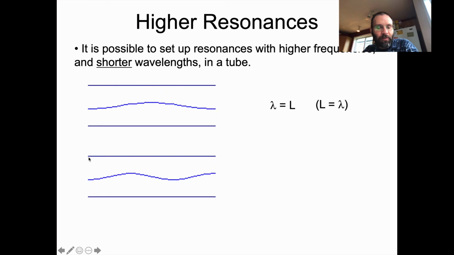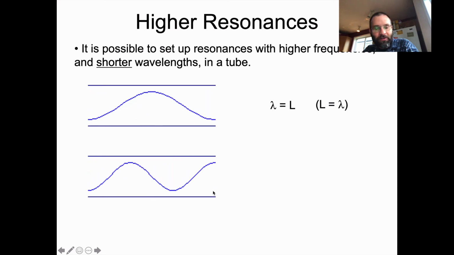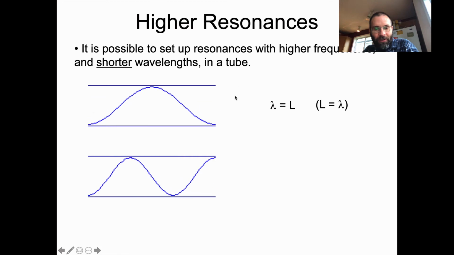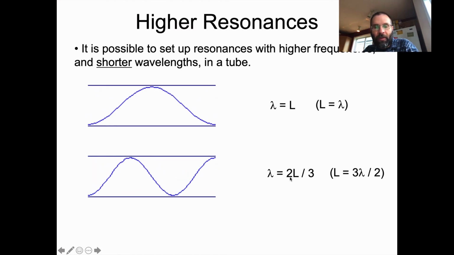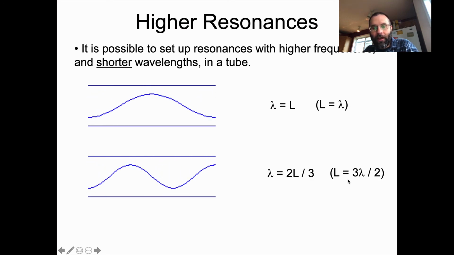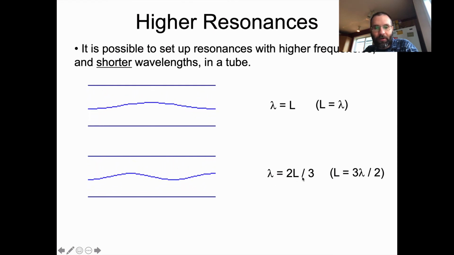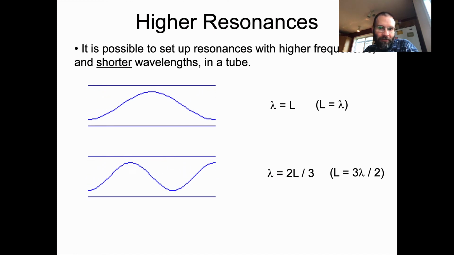So we go from a peak to a trough to a peak to another trough. So we're getting one whole wavelength plus another half wavelength in there. So the length of the tube is 1.5 wavelengths. Or if you do the algebra for that, lambda equals 2L over 3. If L equals 1.5 wavelengths, then the wavelength is 2/3 of the length of the tube. So from here to here is 2/3 of the length of the tube, basically.